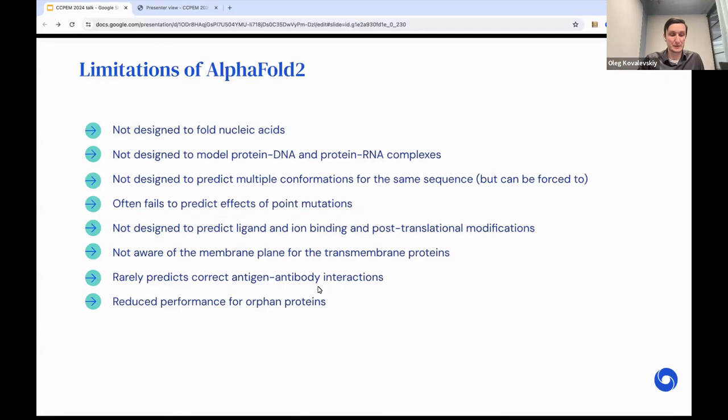AlphaFold 2 often fails to predict effects of point mutations, and it was not designed to predict ligand and ion binding and post-translational modifications. Also, AlphaFold 2 is not aware of the membrane plane for the transmembrane domains, and as a result, membrane and non-membrane domains often have random orientations, which is indicated by PAE plot. AlphaFold 2 rarely predicts correct antigen-antibody interactions, unfortunately, due to their nature. And also, AlphaFold 2 has reduced performance on orphan proteins, for which no or very few homologs are available to build multiple sequence alignment.